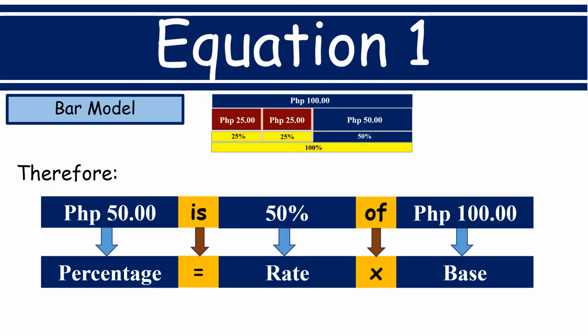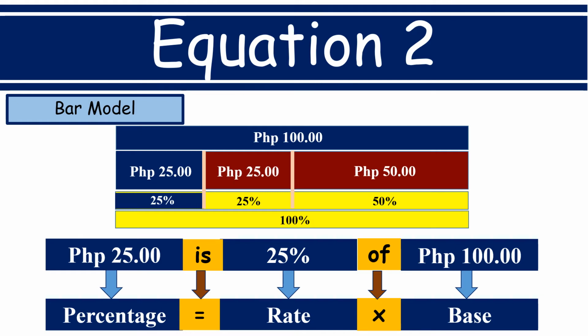Using the bar models we had earlier, we can now derive two equations. On the first equation, our percentage is 50 pesos. Our rate is 50% and our base is 100 pesos. Therefore, 50 pesos is 50% of 100 pesos, or 50 pesos equals 50% times 100 pesos.